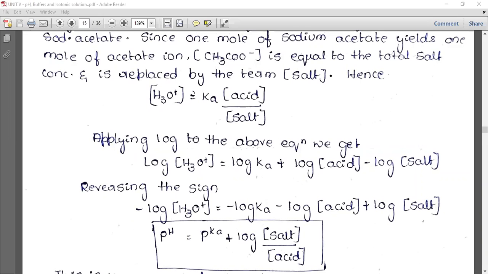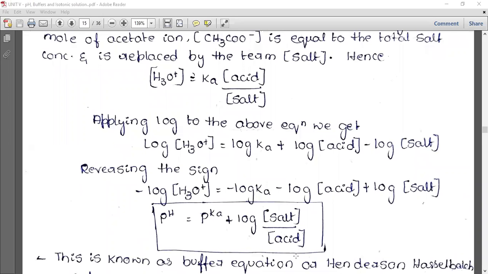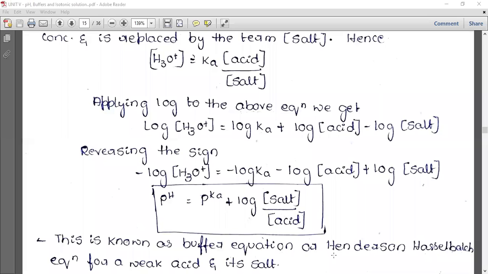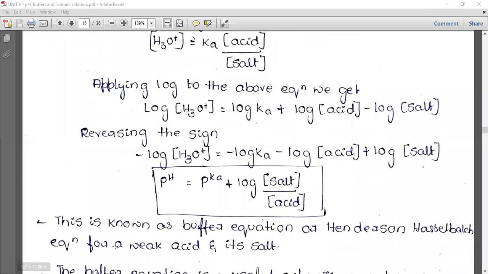Okay, common ion effect, or what is the effect of salt on its weak acid? This is nothing but the buffer equation, or Henderson and Hasselbalch equation, for a weak acid and its salt.